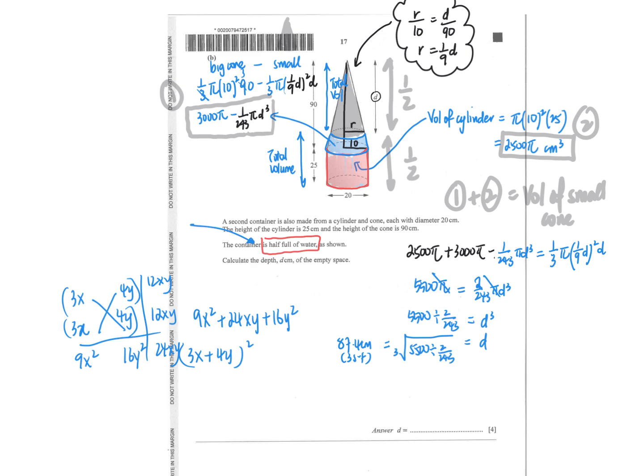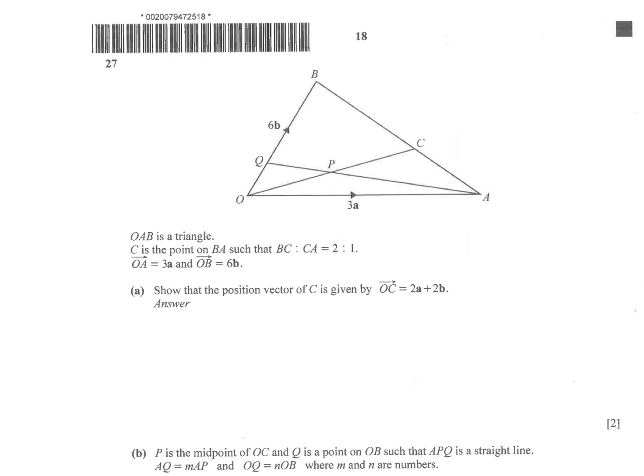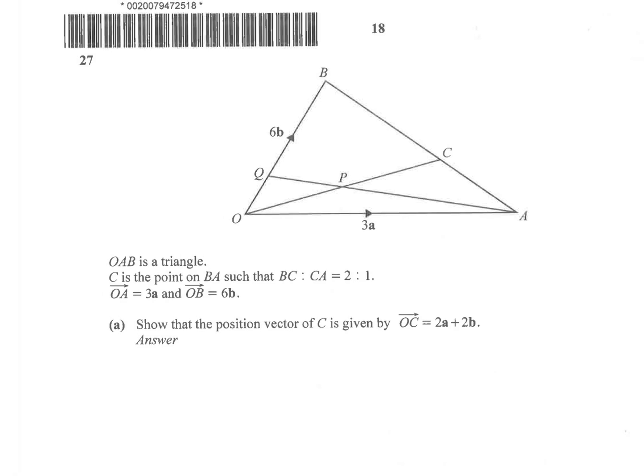Let's look at the next one, 27. Vectors. Okay, OAB is a triangle. Quite obvious, we can all tell that. And then it says C is a point on BA such that BC is 2 units and CA is 1 unit. So you can always write that down. And then OA is 3a, it's bold, so when you write, you must write with the little curly braces. And then OB is 6b.